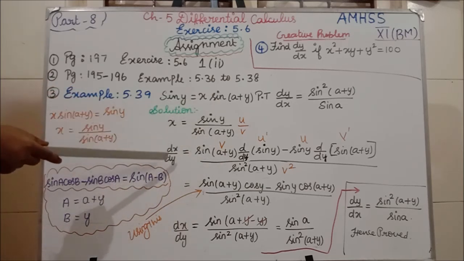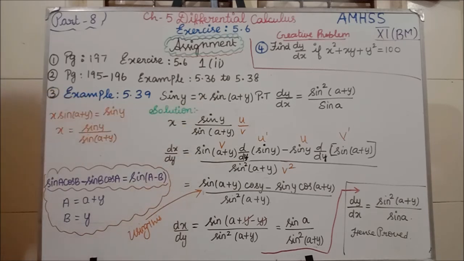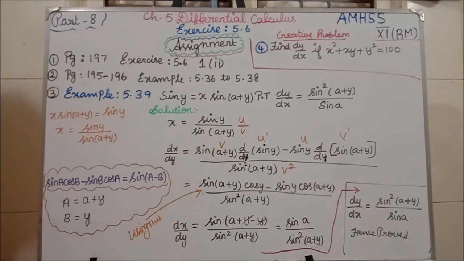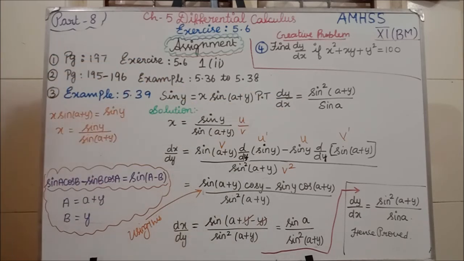Clear? So dx by dy is equal to, what rule is this? Quotient rule, because it is given in fraction, so we have to go for the quotient rule. So according to the quotient rule, what is the formula? vu dash minus uv dash divided by v square.